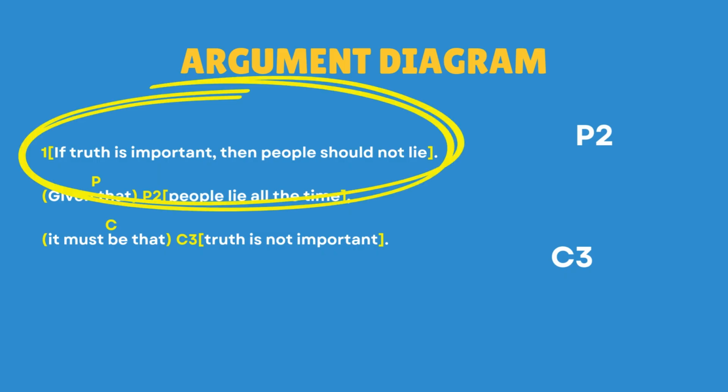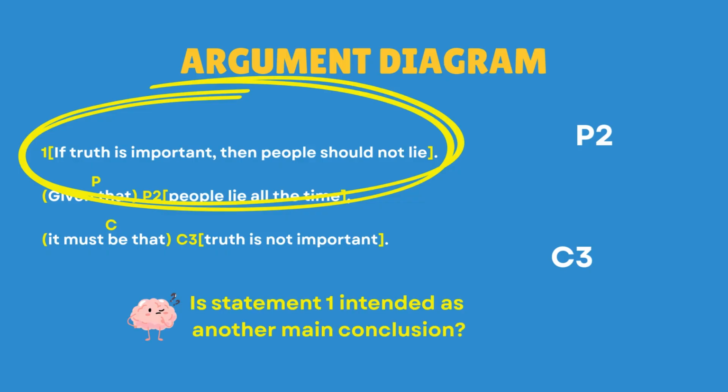We are left with statement 1 needing to be placed in our argument diagram, and because we do not have any premise or conclusion indicator for this statement, we can take a look at our diagram and ask ourselves, is statement 1 intended as another main conclusion? In such a case, the statement label for statement 1 would be placed at the bottom of the diagram, next to statement label C3, which would also mean that statement P2 would be intended by the author to be a supporting reason for statement 1, which we can diagram in the following way, with two arrows originating from statement P2, one pointing to statement 1 and the other to statement C3.